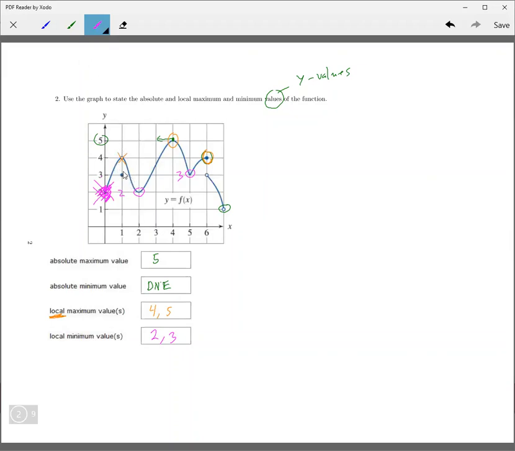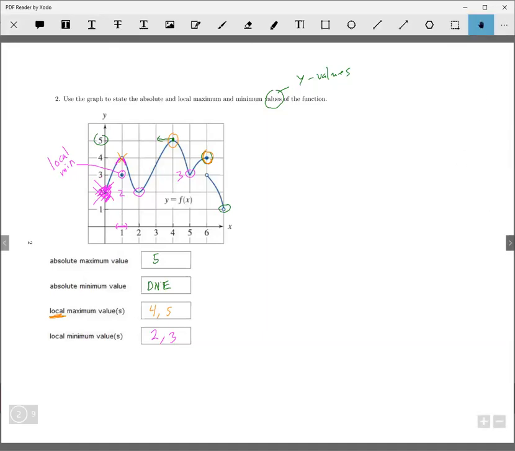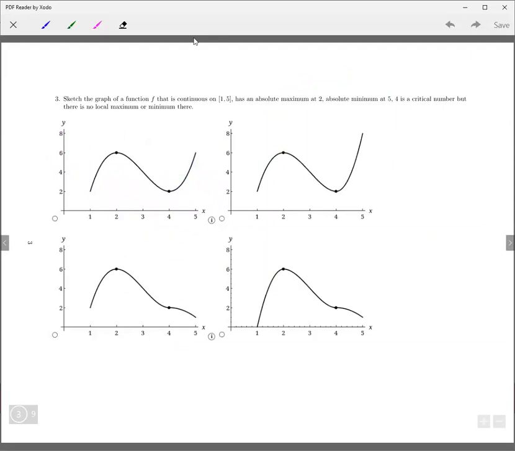Actually, you know what? This is a local minimum, because it's lower than the points around it. That's kind of weird because it's lower than these points here. So you can take that interval there, and everything in here is higher than that point. So that's a local minimum. That's interesting. I discovered a couple of new things. Thanks for asking about that. That's very helpful. Okay, number 3.